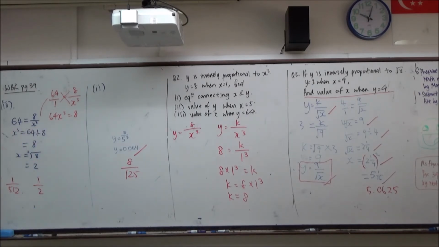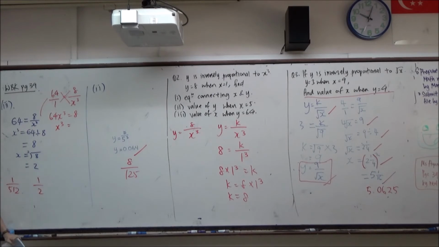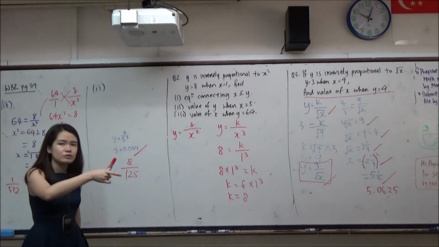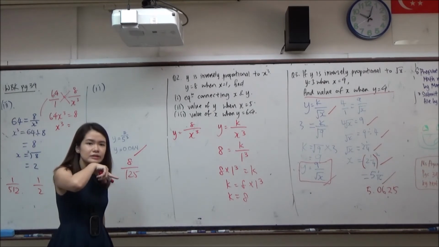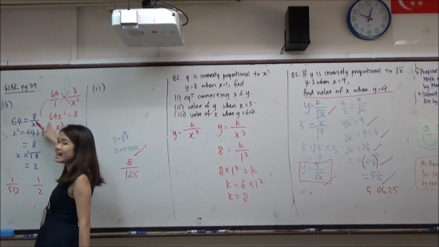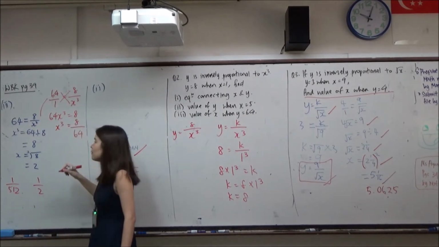Okay, then after that, what am I going to get in the next step? If I have x cubed equals to, I get rid of the 64, I will need to bring over. Bring over means that I need to do what operation? I need to do divide, okay, because this is 64 times x cubed. So I will take 8 divided by 64.